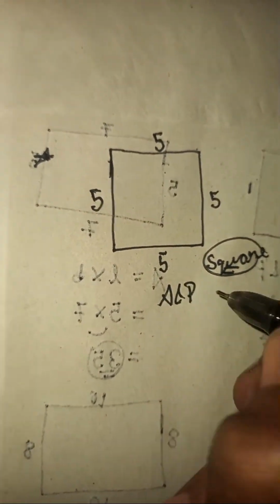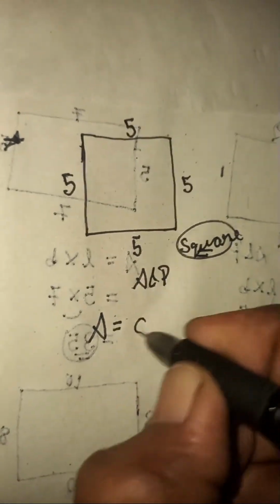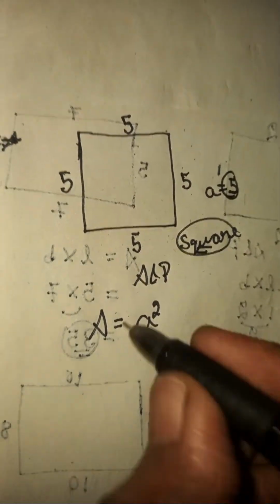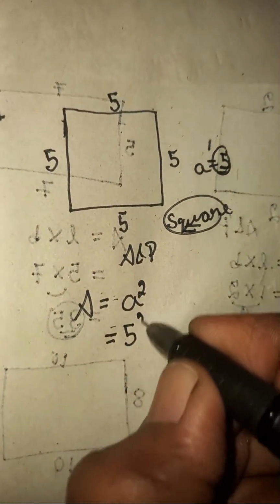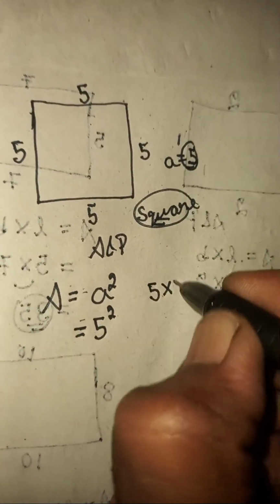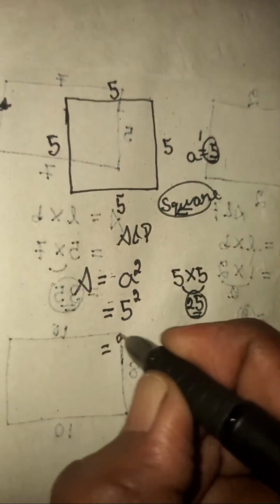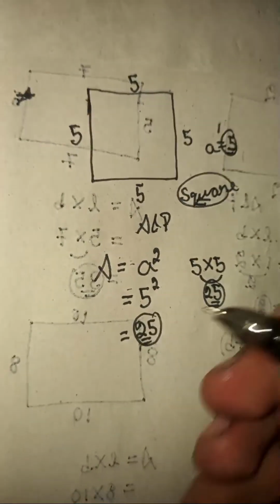Now here, area and perimeter you need to find out. The shape is a square. A means side length, which is 5 units. Area is 5 squared, which means 5 times 5, which becomes 25. It is equal to area 25 square units.